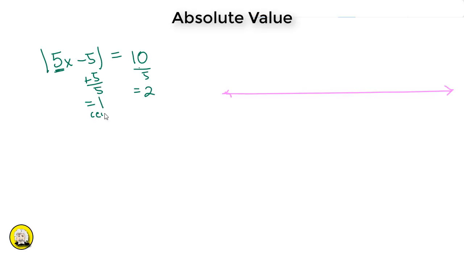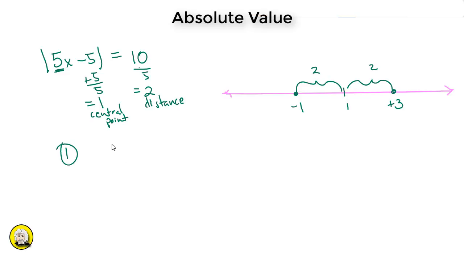So that again will be my central point and my distance in either direction away from that central point. So central point of 1, distance of 2 in either direction should give me negative 1 is 2 to the left, and positive 3 solution points is 2 to the right of 1. So now let's solve and verify that's correct.